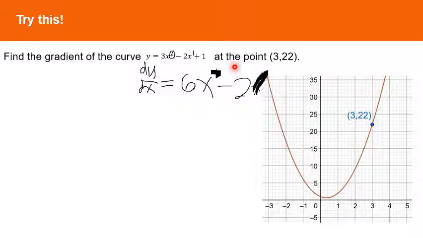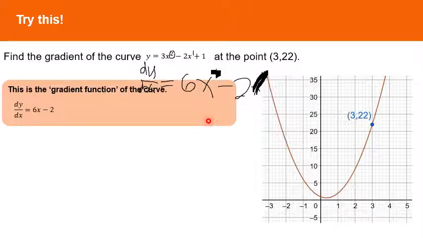When you already get the gradient function, you need to find the gradient. So how do we find the gradient? Here, go back to the point first. The point we already have 3, 22, right? Still remember which one is the x, which one is the y. This is the x, and the 22 is for the y. And in here is 6x minus 2. So we need to replace the x value in here into 3 to get the gradient.